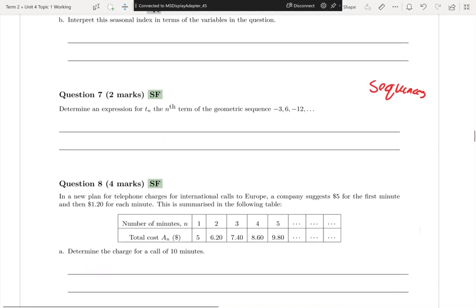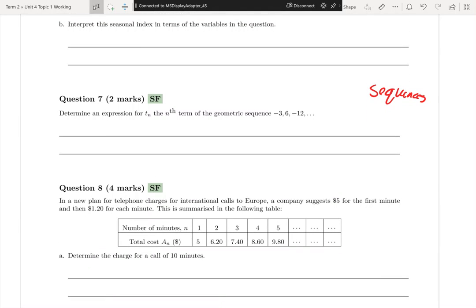Sequences. The new plan for telephone charges for international calls to Europe. A company suggests $5 for the first minute and then $1.20 for each minute, summarized in the table below. Determine a charge for a call for 10 minutes. So once again, guys, this is one that you probably wouldn't need to use a formula to solve. You could get away with just doing it logically. But what type of problem is that?